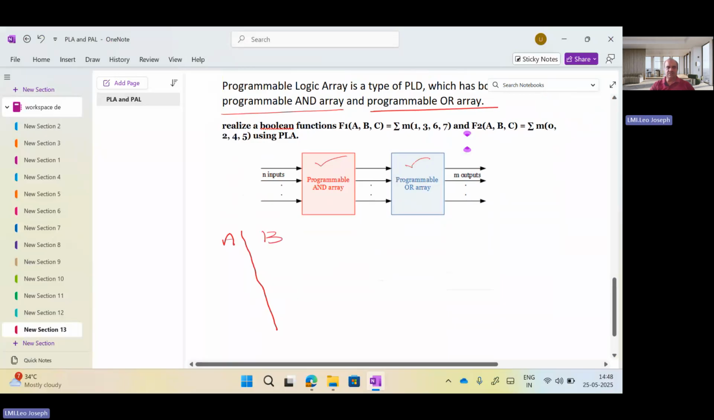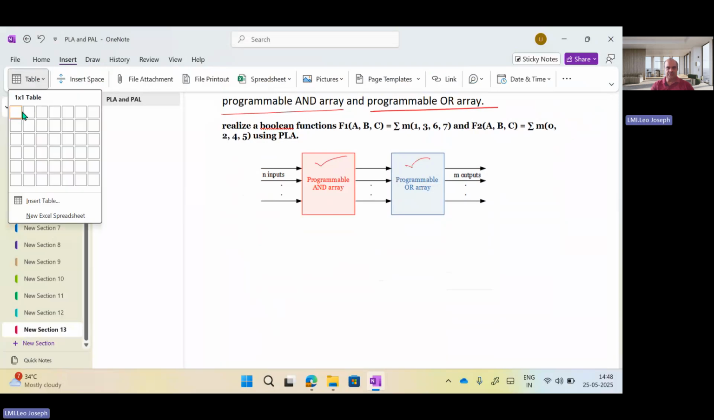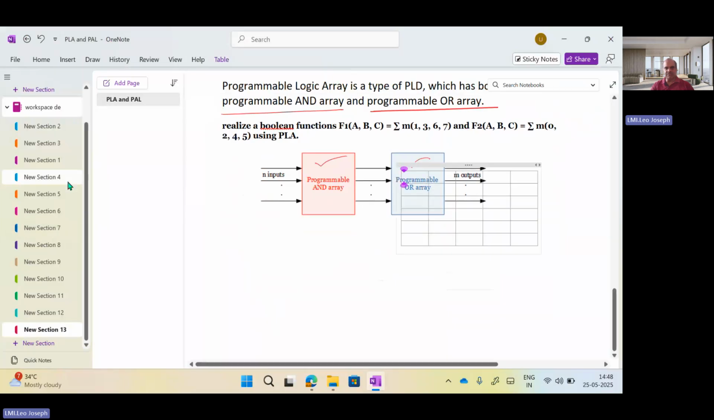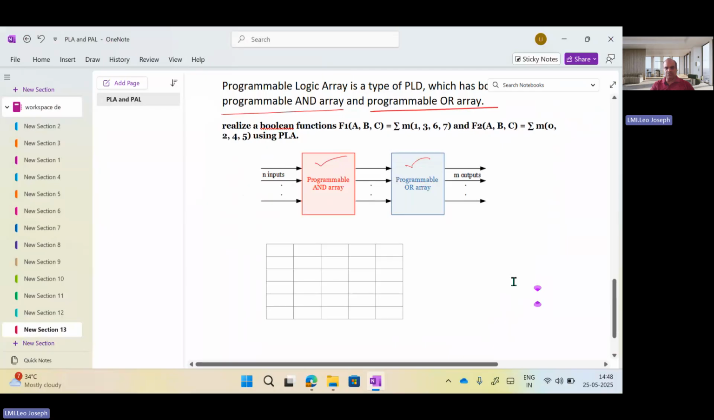Let us do one thing for clearness. I will draw a table so that you can understand. One column is for A, another for B, and another for C. One is for F1 and another one is for F2. Okay, this table will help you better. First one is A, next one is B, next one is C. Functions are F1 and F2.